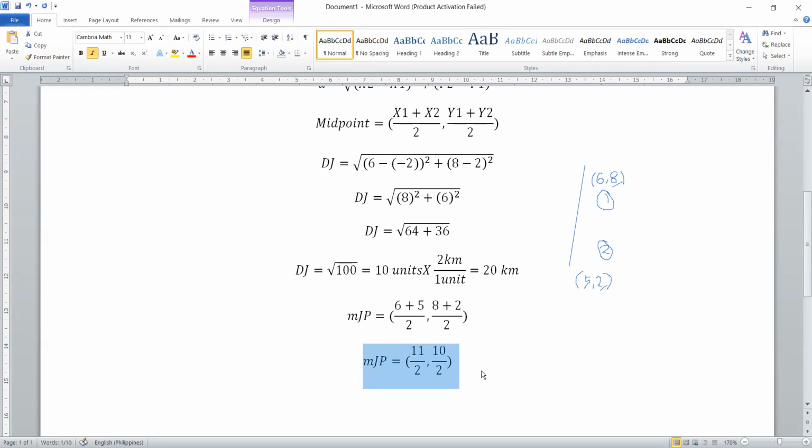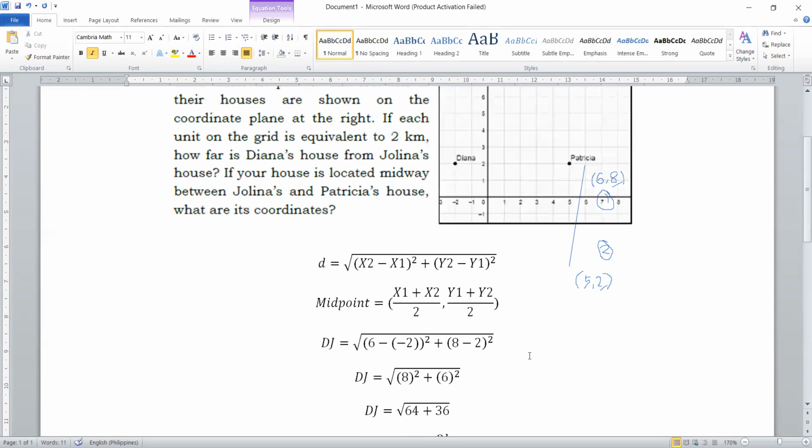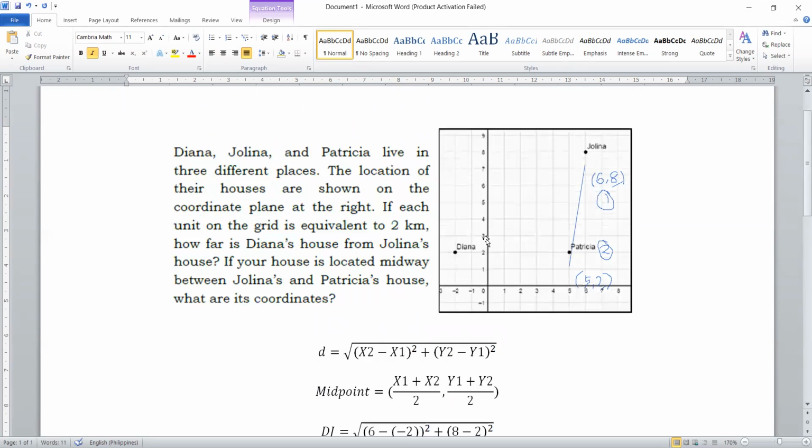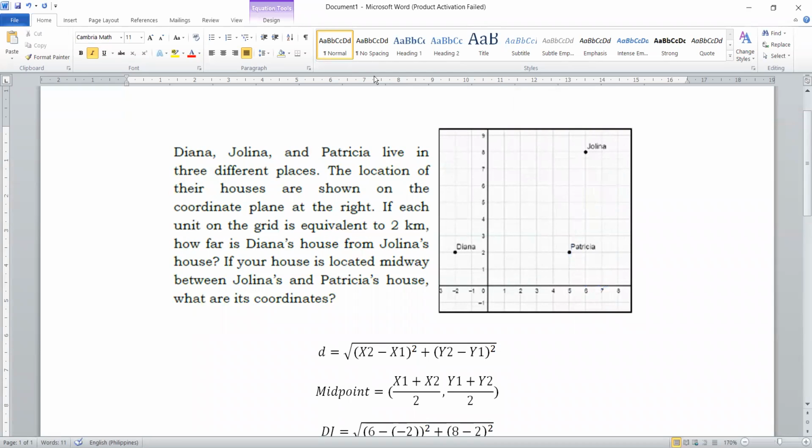So the midpoint is at 11 divided by 2, which is 5.5, and 10 divided by 2 is 5. So that's the coordinate of your house. Let's check. That's 5.5 and 5. I'll erase this one. So we have there 5.5 and 5. So that's correct.